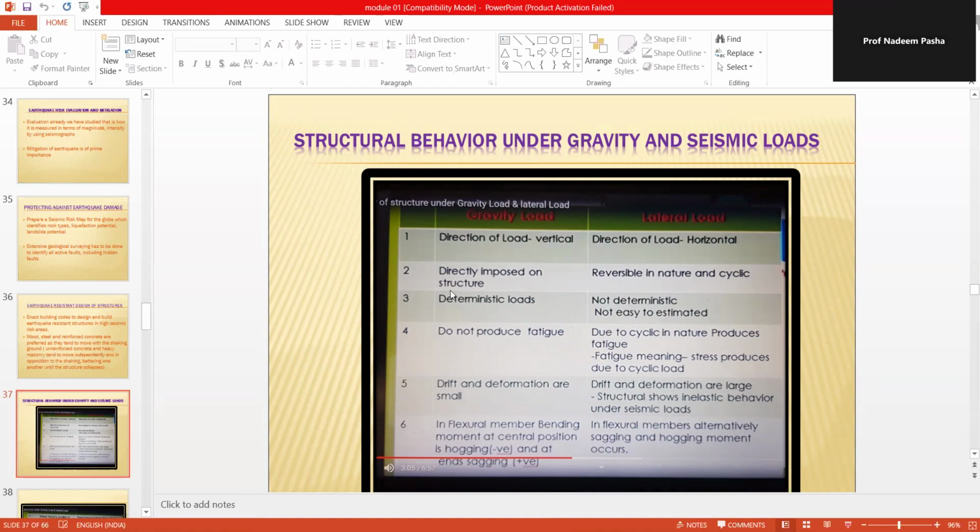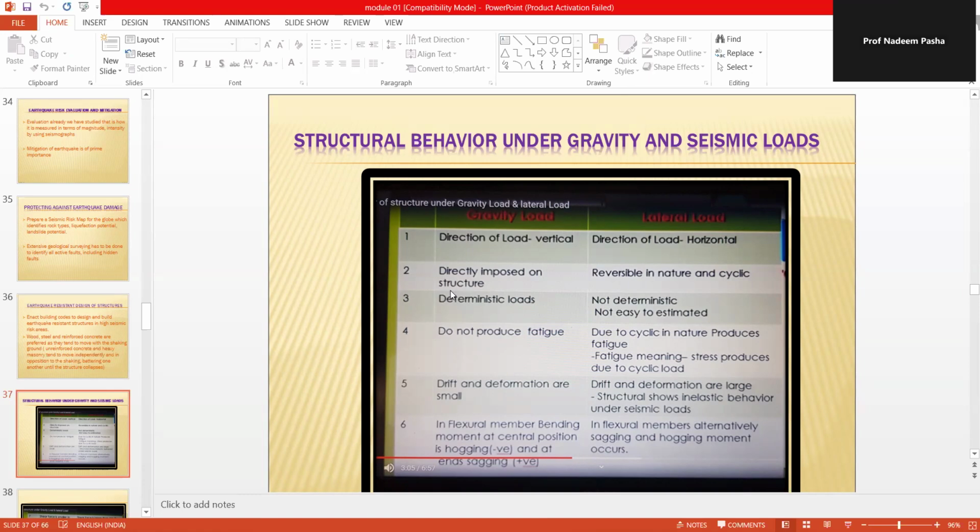Structural behavior under gravity and seismic loads. So what we are trying to do? We are trying to calculate structural behavior. So gravity load on one column, lateral load on one column. So what is the difference? The direction of load is vertical in the case of gravity load.